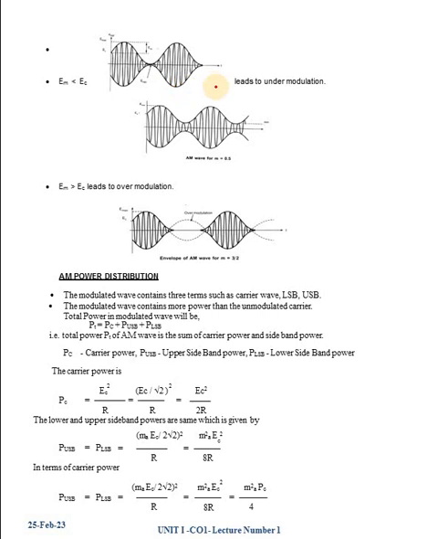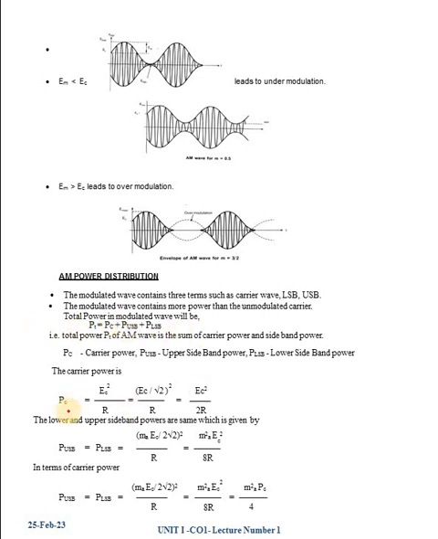So for better transmission, we have to prefer EM less than EC or critical modulation, EM equal to EC. So next we will move to the next topic, AM power distribution. So the power distribution can be obtained from the lower sideband, upper sideband and carrier waveform. So generally the instantaneous power of any modulated waveform can be written as PT. Here it depends upon three terms: carrier wave, lower sideband and upper sideband. So PT is equal to PC plus PUSB plus PLSB.